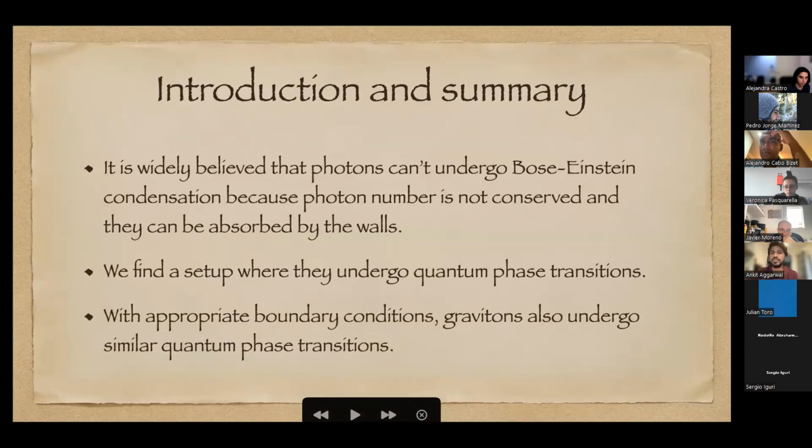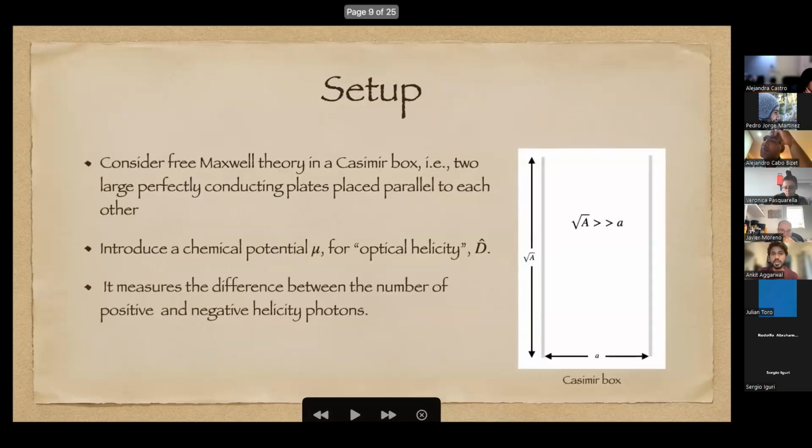It's widely believed that photons cannot undergo Bose-Einstein condensation because the photon number is not conserved, and therefore they can be absorbed by the walls. However, we find a setup where they nevertheless undergo quantum phase transitions. And with appropriate boundary conditions, gravitons also show similar quantum phase transitions. Next slide.